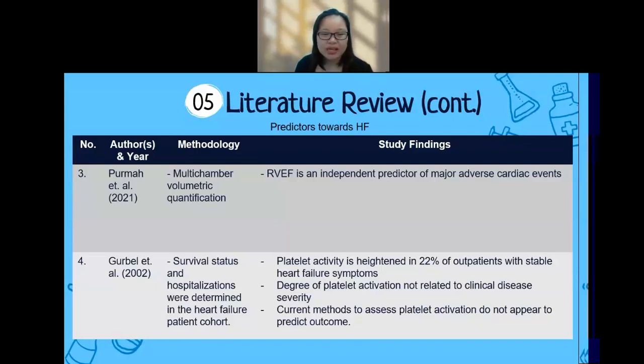Another author used survival status and hospitalizations determined in a heart failure patient cohort. From that, they found that platelet activity is heightened in 22% of outpatients with stable heart failure symptoms. The degree of platelet activation is not related to clinical disease severity, and the current methods to assess platelet activation do not appear to predict the outcome.